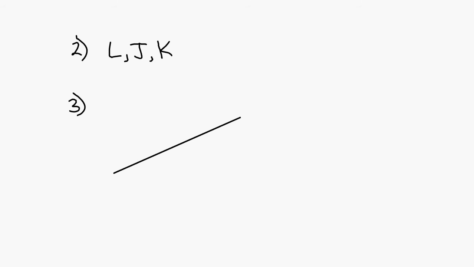Number 3, opposite ray. Opposite rays have the same endpoint. So if you've got A, B, C, and D, what is the name of the ray opposite to CA?